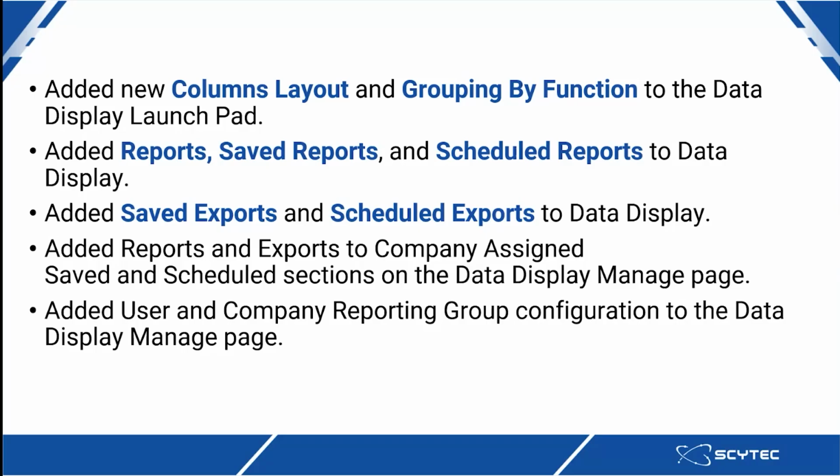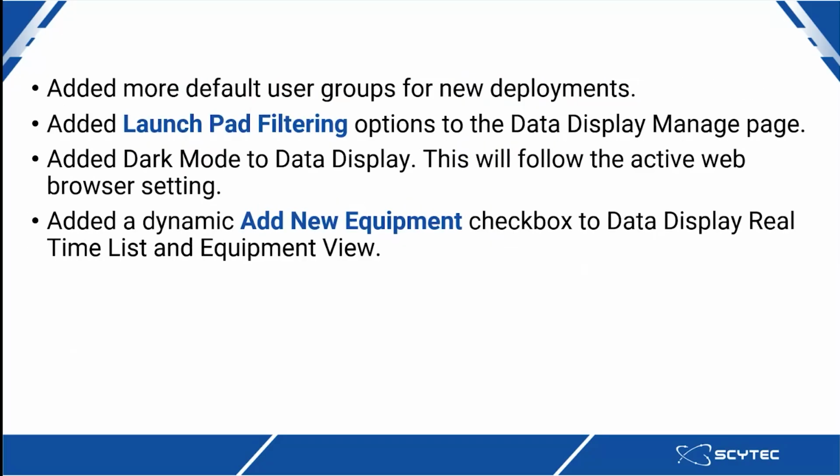Reports and exports can now be assigned to companies and to the saved and scheduled sections in the Data Display manage page. As well, in this March release, we also added user and company reporting group configurations to the Data Display manage page. And finally, for this March release, we added more default user groups for new deployments. We added Launchpad filtering options to the Data Display manage page.